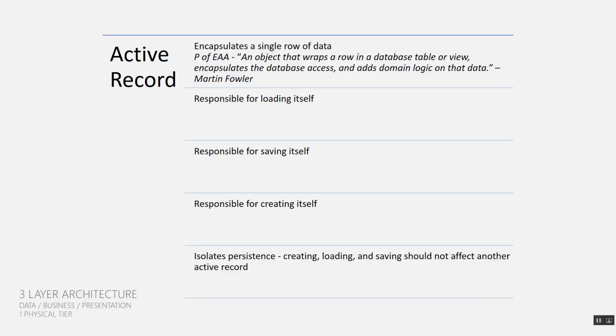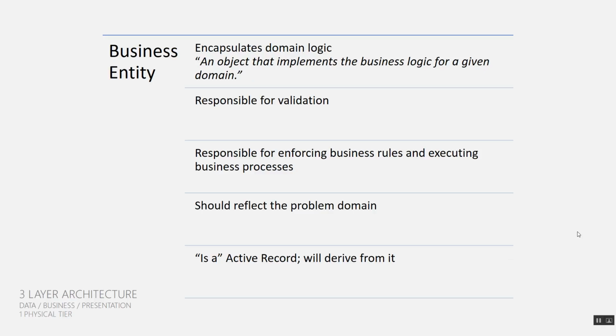If you really don't, you truly don't have an active record class at that point. So a business entity is an active record and will derive from it and will basically implement the business logic on top of that data access and will enforce the validation, the business rules, and the business processes.